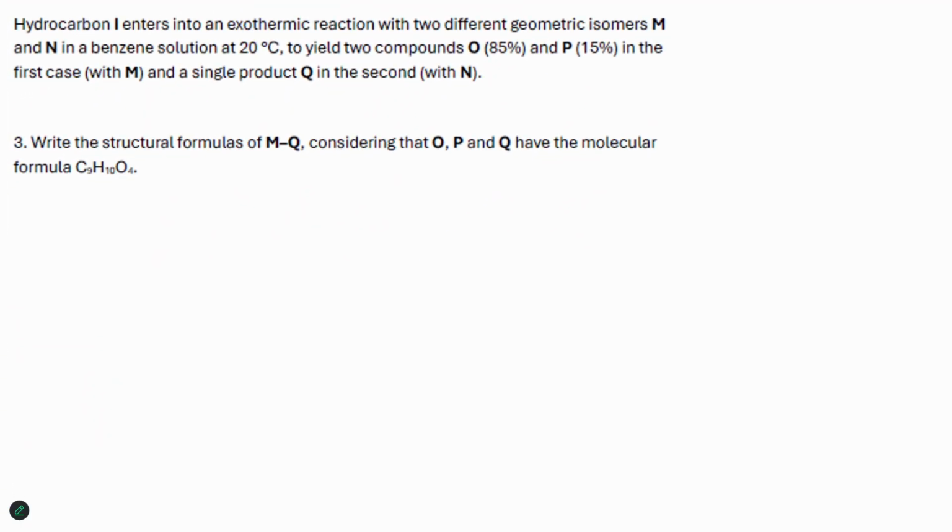So we have hydrocarbon 1, an exothermic reaction with two different geometric isomers M and N at 20 degrees. We have two compounds in the case of reaction with M and a single compound Q in the second. So we need to write structural formulas for M and Q, and we are given another fact that O, P, Q all have molecular formula with 9 carbon atoms, 10 hydrogens, and 4 oxygens.